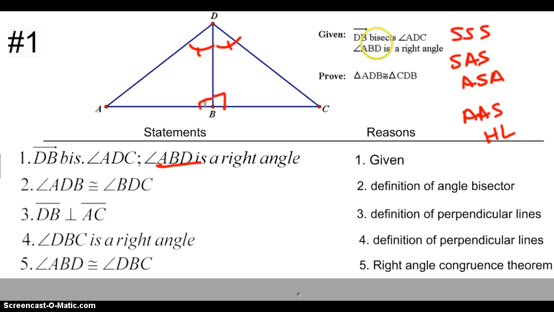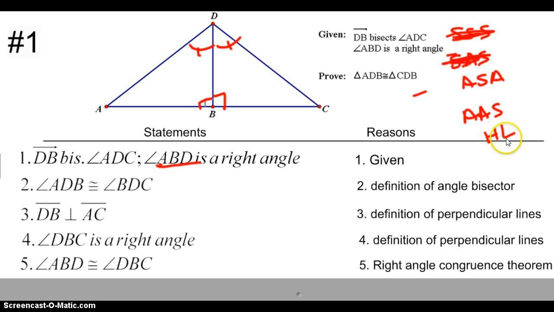Well, we could right now cross off side-side-side. Side-side-side could be crossed off because we don't know anything about three sides. We don't even know anything about two sides, so we could also cross off side-angle-side. Now, that leaves us with one of three possibilities. We can get angle-side-angle, angle-angle-side, or HL.